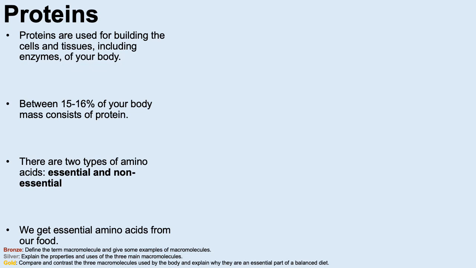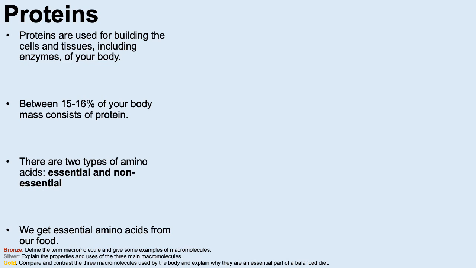So proteins are used for building the cells and tissues in bodies, including enzymes. Between 15 to 16% of your body mass consists of protein, and there are two types of amino acids.